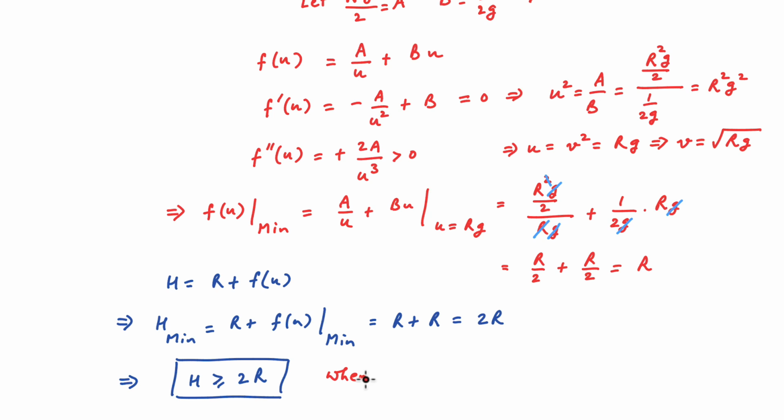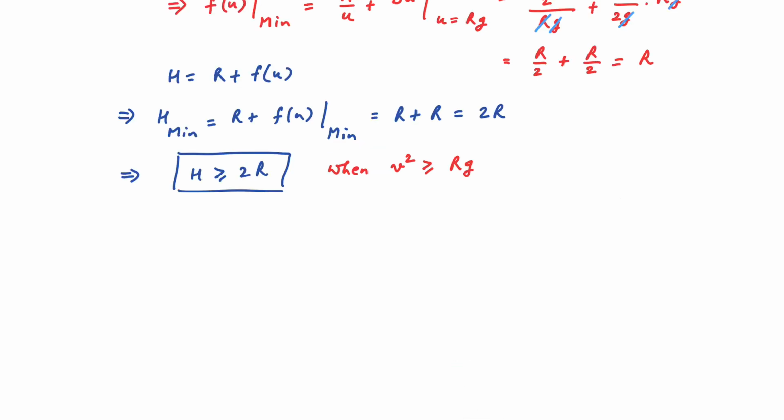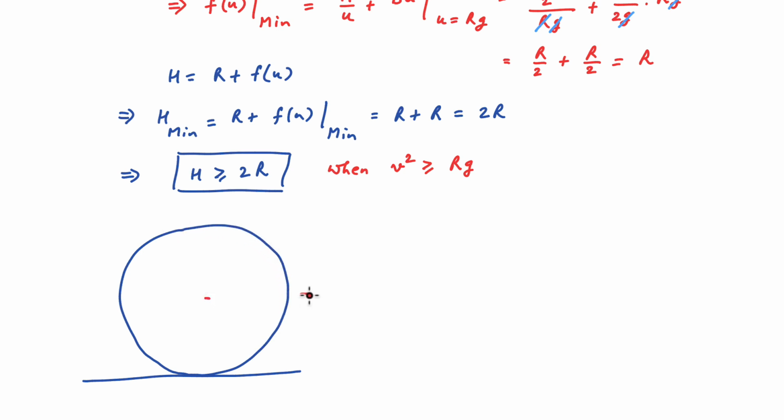And this is true when v square is greater than or equal to rg. What does this mean in the physical sense? We come back to the figure. The wheel with radius r on the ground, the center is at a height capital R above the ground, and the top of the wheel is a further capital R above the center.